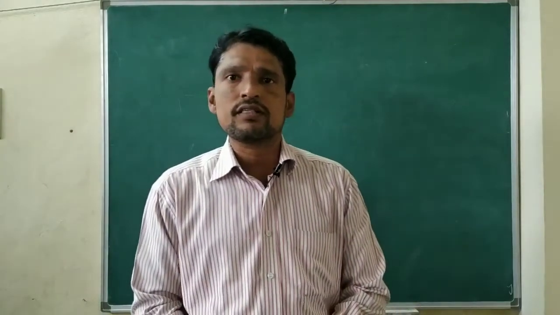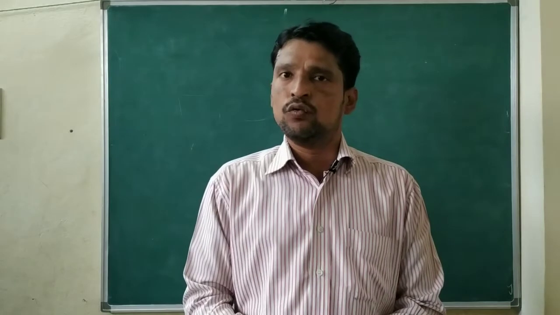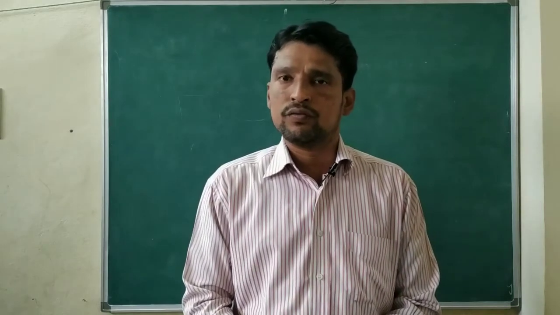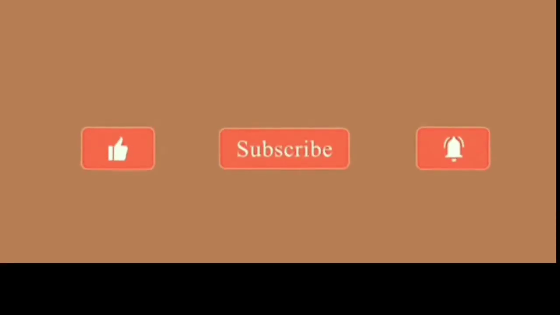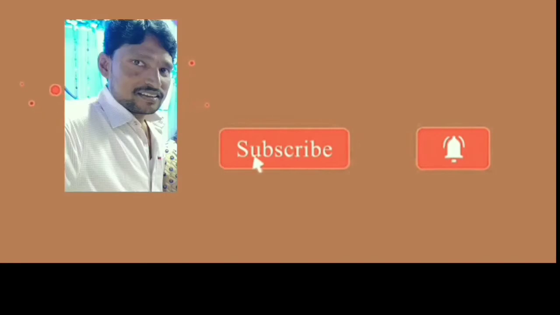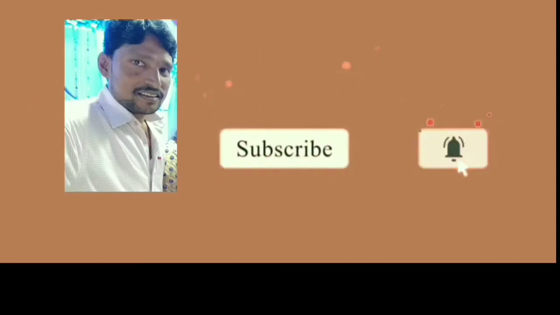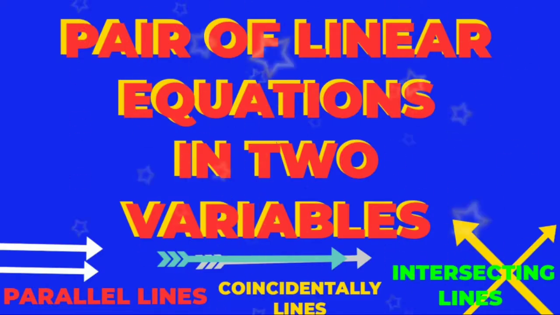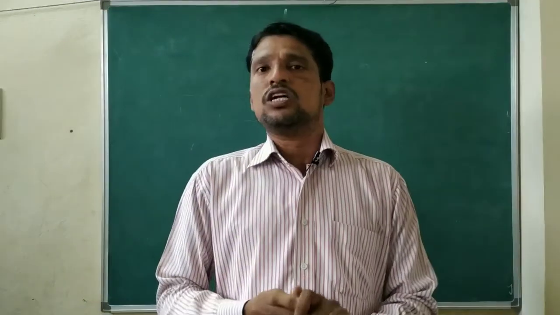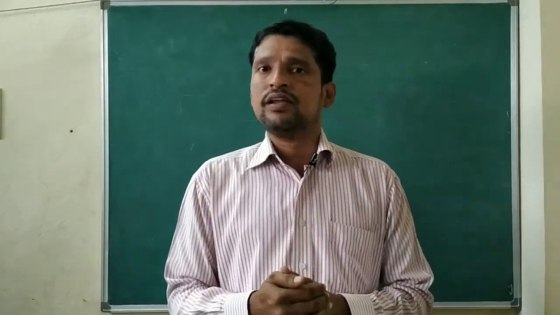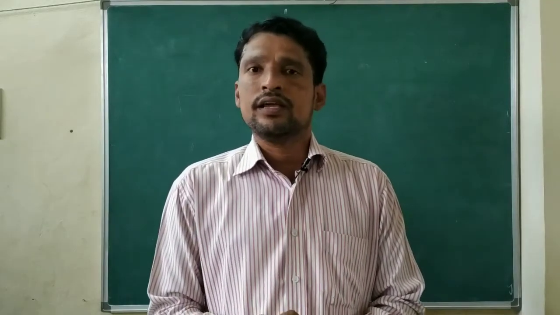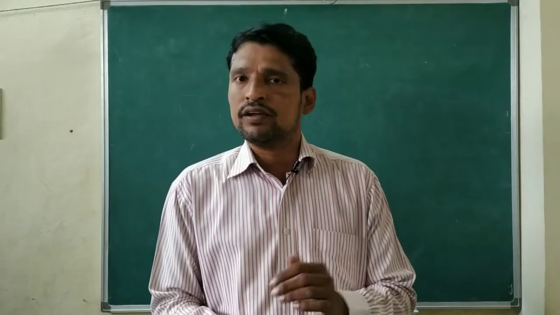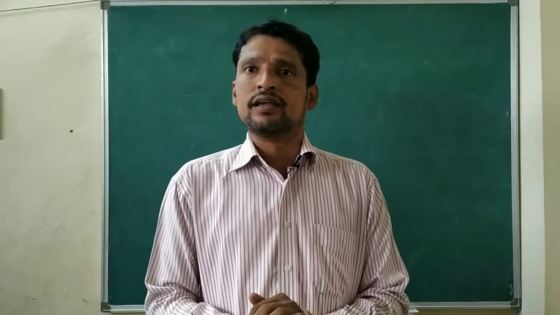Today we are going to discuss pair of linear equations in two variables, exercise 4.1. In the last class, we have seen whether the given equations make parallel, intersecting or coincident lines. In this session, we are going to discuss whether the given equations are consistent or inconsistent.